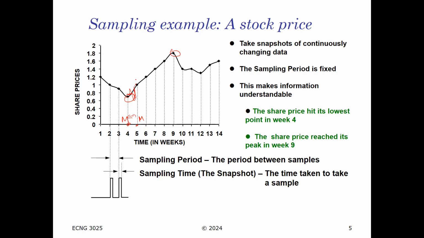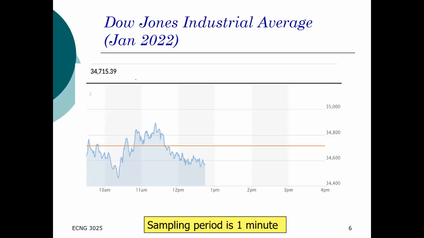If you sample and your sampling frequency or your sampling period is fixed, then if you're careful, it's a fairly good representation, but you really have no idea what went on in between. Here, going back to 2022, they actually sample the Dow Jones Industrial Average every minute.